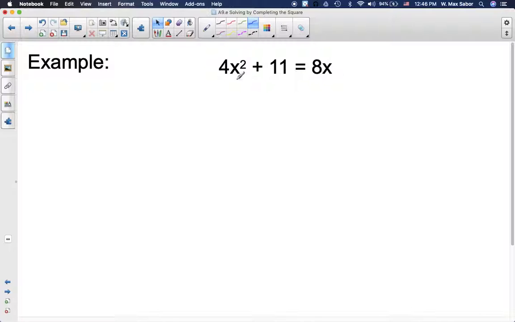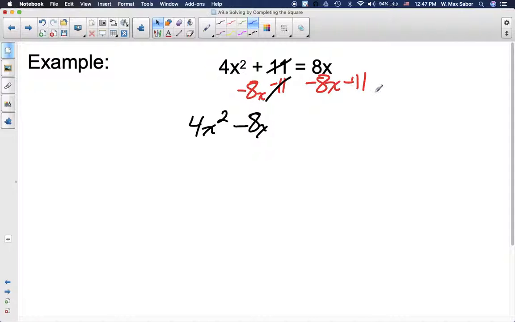Last one. So this is set up in the wrong way because 11 needs to be on the right side and 8 needs to be on the left side because 8 has x in it. So I'm going to subtract 8x and subtract 11 from both sides to get things on their proper side. 11 minus 11 is 0. 8x minus 8x is 0. So now things are in order.